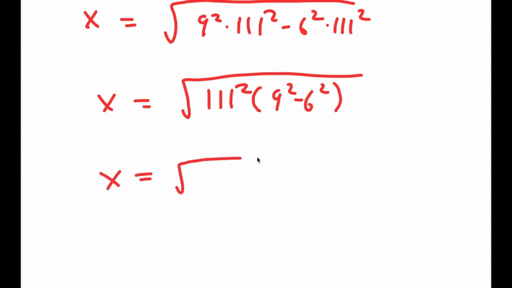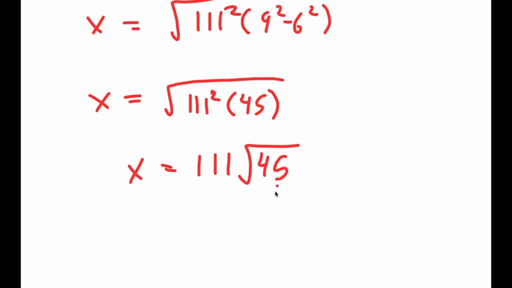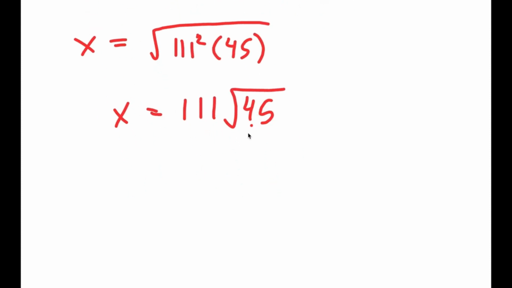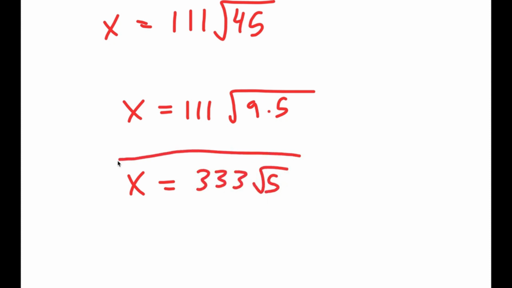And this turns into the square root of 111 squared times 45, which is equal to 111 times the square root of 45. Now I'm going to simplify the square root of 45 to the square root of 9 times 5. And the square root of 9 is 3, so I get x is equal to 333 root 5. So this is my answer.